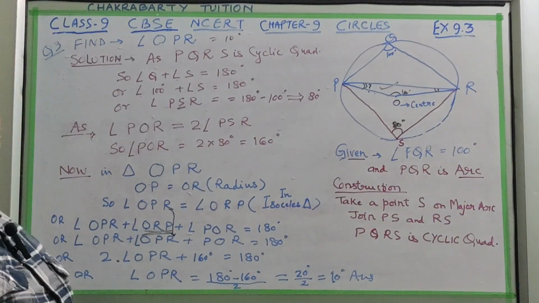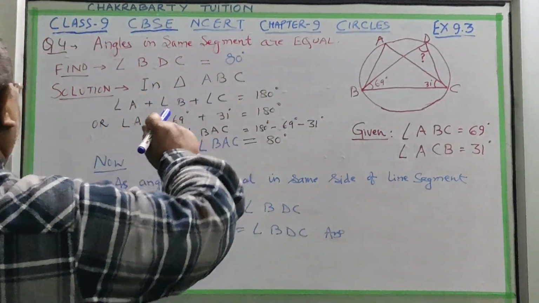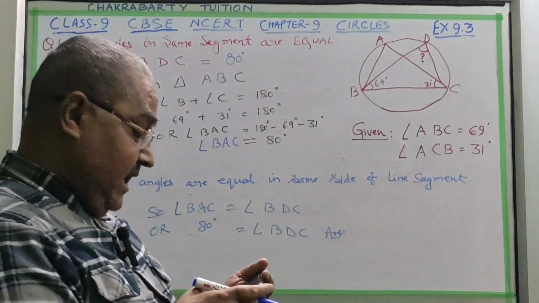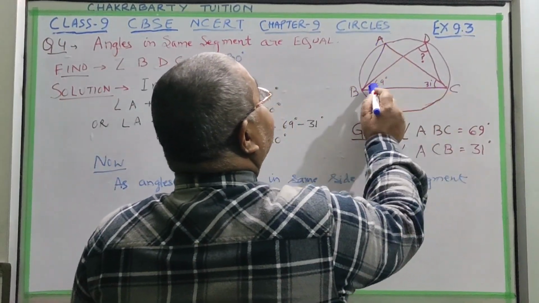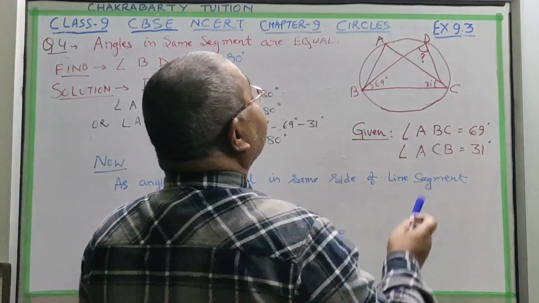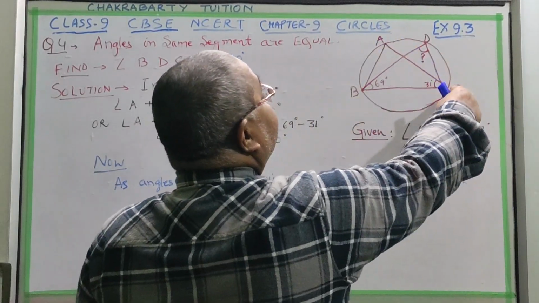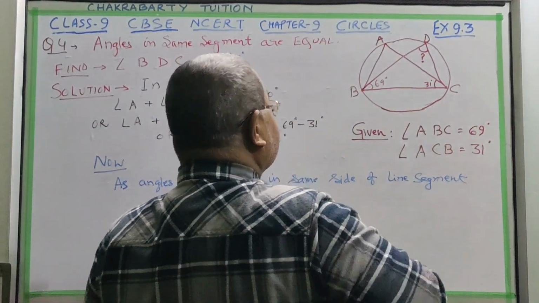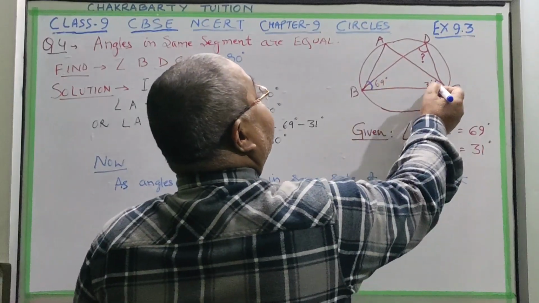Now we will do question number 4. Question number 4, it reads as, in a circle, angle ABC, angle A, B and C, this angle. Angle ABC is 69 degree and angle ACB is 31 degree. Means this angle ABC is 69 degree, and this.